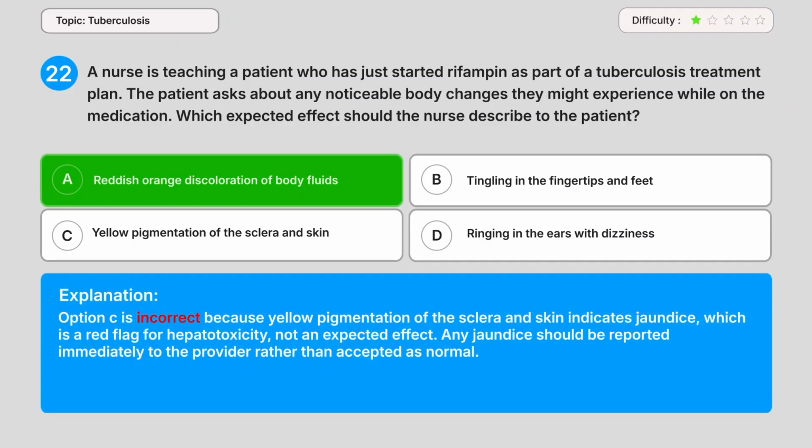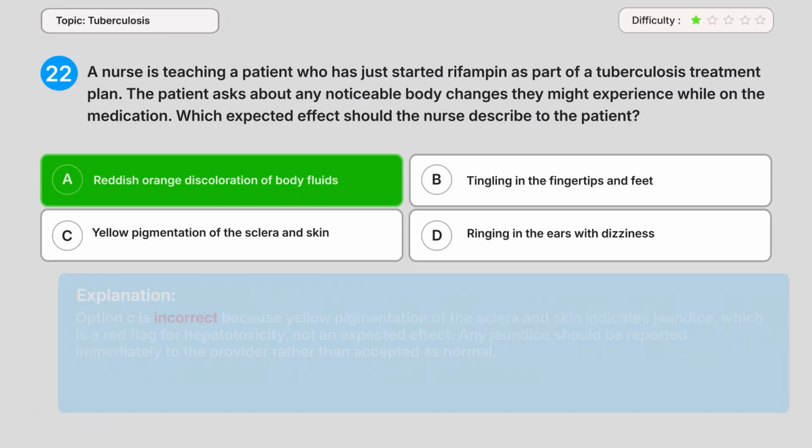Option C is incorrect because yellow pigmentation of the sclera and skin indicates jaundice, which is a red flag for hepatotoxicity, not an expected effect. Any jaundice should be reported immediately to the provider rather than accepted as normal.